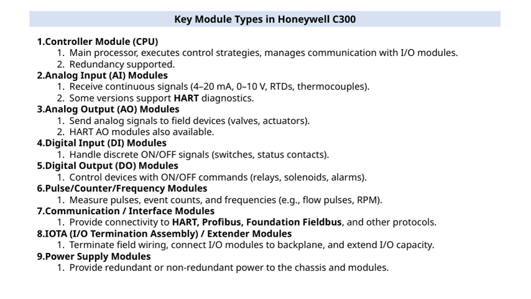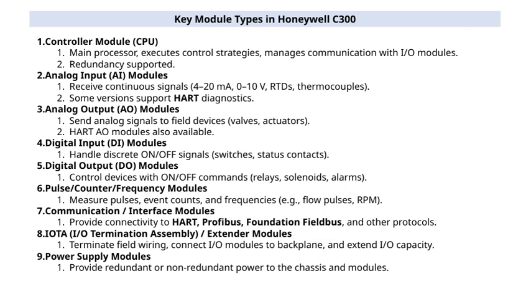Moving on to the analog input modules, these are responsible for receiving continuous signals such as 4-20 mA, 0-10V, RTDs, and thermocouples. Some versions also support HART diagnostics, which adds diagnostic capabilities and enhances troubleshooting. The analog output modules, on the other hand, send analog signals to field devices like valves and actuators. And just like the input modules, some analog output modules are available with HART functionality for better communication and diagnostics.